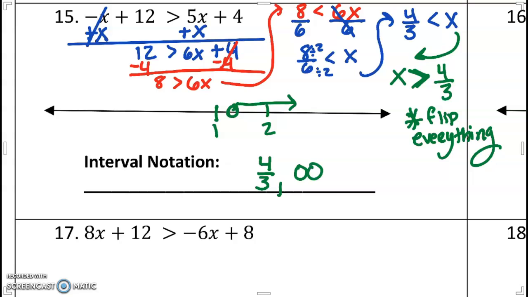The 4/3, does it get a parenthesis or a bracket? The infinity, does it get a parenthesis or a bracket? 4/3 gets a parenthesis because it is not equal to, it has an open dot. Infinity gets parentheses because infinities always get parentheses.